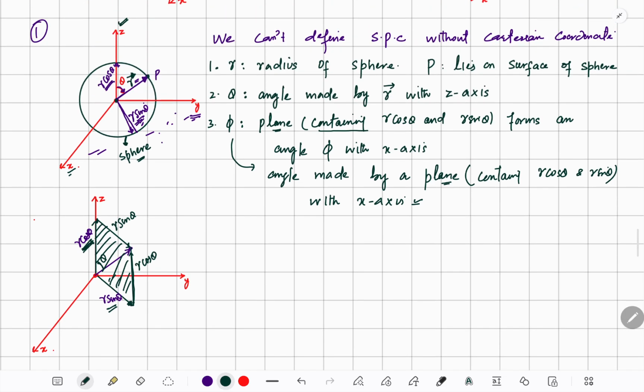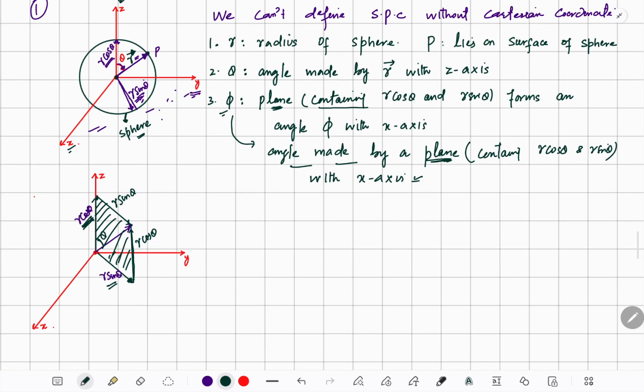Now what is phi? It's an angle made by a plane. Which plane? The plane which contains r cos theta and r sin theta, with the x-axis. So there is a plane, and this angle is phi. I hope you got the idea of what theta is and what phi is.